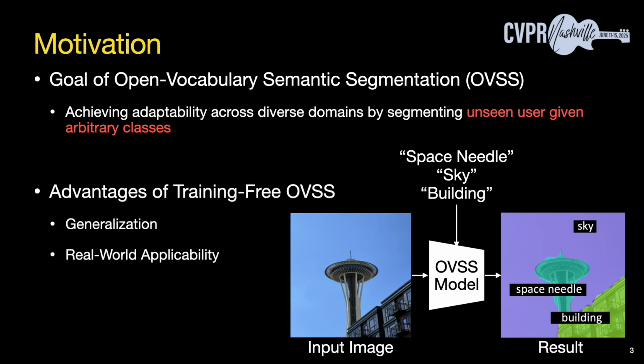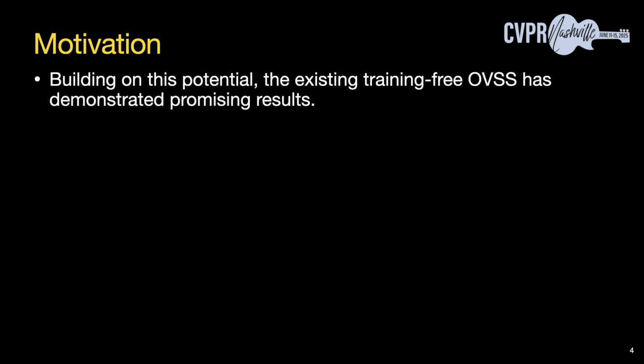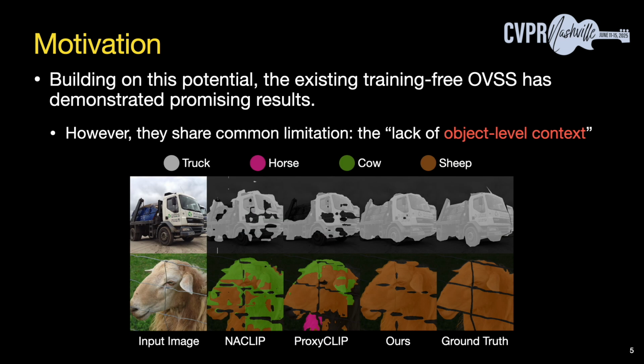Training-free approaches are particularly advantageous for OVSS. Unlike fully supervised methods, which often overfit to seen classes during training, training-free methods leverage large-scale pre-trained models to achieve better generalization. They also enable direct application to real-world scenarios without the need for additional datasets or retraining. This makes training-free methods highly aligned with OVSS's goals. To achieve the true goal of OVSS, many studies have explored training-free approaches to better align with its objectives. However, they face limitations in capturing object-level context.